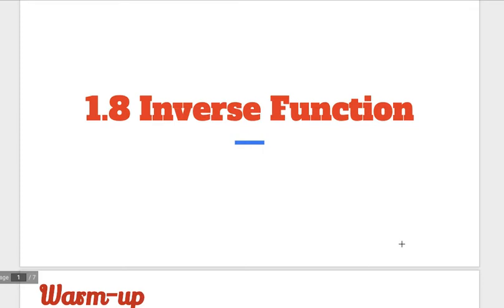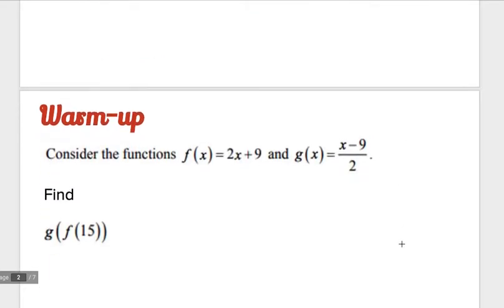Good morning, everyone. Today we're going to introduce the last topic of this unit, inverse function. To help you better understand this topic, I'm going to introduce this lesson for about 2 days. For today's lesson, we are going to have 2 videos to cover this topic. So let's get started. The very first one, we are going to have a quick warm-up.